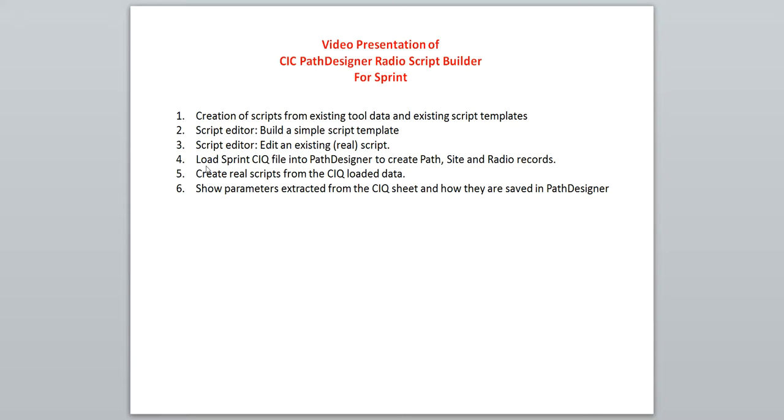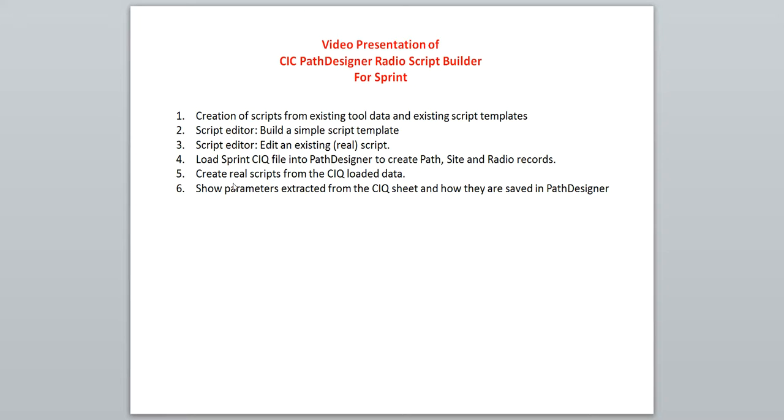The fourth step is to load the Sprint CIQ-XL file data into PathDesigner. In the first 3 steps, I'm using existing data in the tool just so I can show you the script editor quickly. But the fourth step would really normally be done first, that is loading the CIQ file data. It creates path, site, and radio records when we load it.